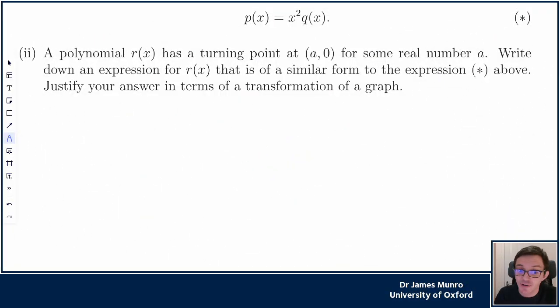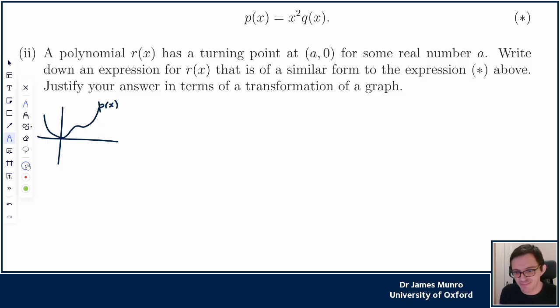Part 2, we're told that a different polynomial r of x has got a turning point at (a, 0) for some real number a. We are looking for an expression that's a bit like the one we just had for r of x, and I suppose we're asked to justify this in terms of transformation of a graph. So the previous one had a turning point at (0, 0). This new one has a turning point at (a, 0). Let's try and draw pictures of what these could be. Maybe this is p of x, and maybe r of x has its turning point at (a, 0).